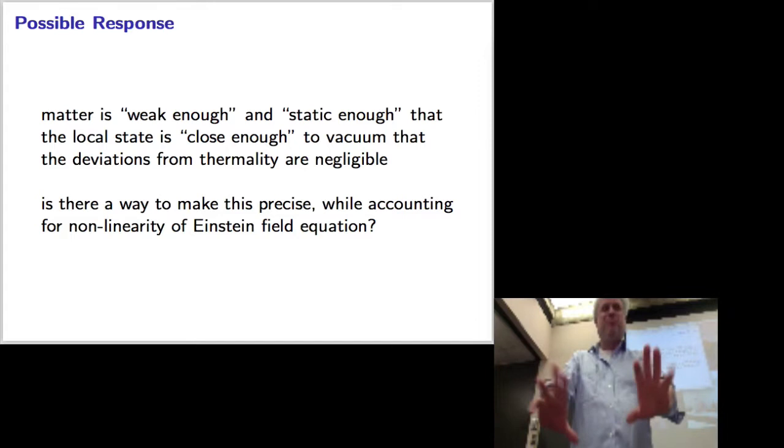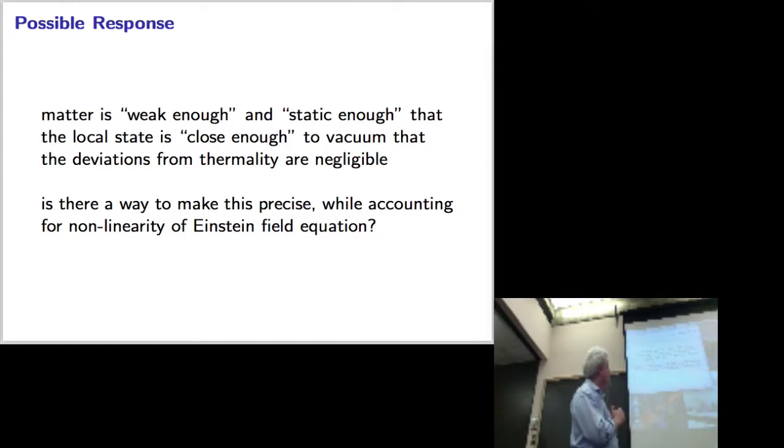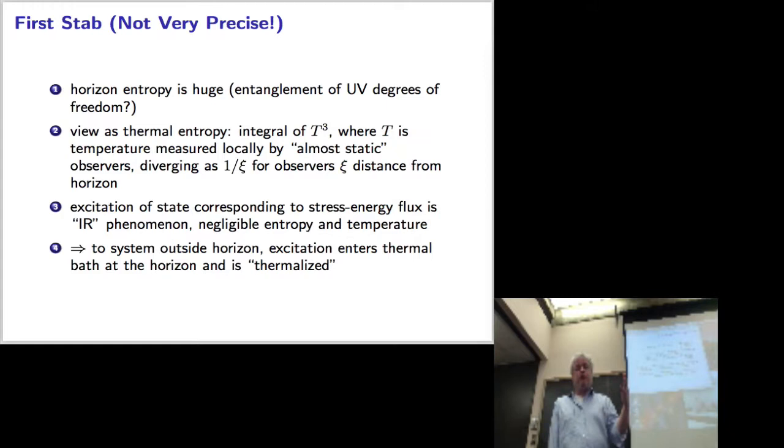One assumes that matter is weak enough and static enough, whatever exactly that means, that the local state is close enough to vacuum that the deviations from thermality are negligible. So is there a way to make this precise while accounting for the nonlinearity of the Einstein field equation? Here's a first stab. The horizon entropy is huge. It's just enormous compared to the entropy of any ordinary matter.